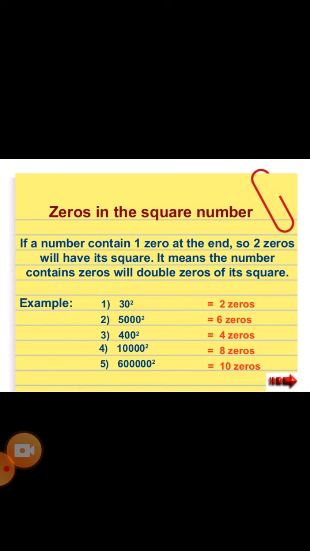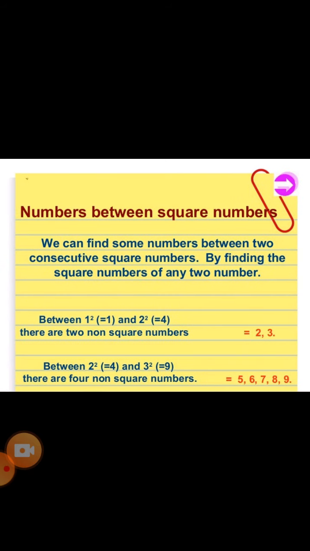For example, first of all we have the number 30, and in 30 we have one zero. The square of this number contains two zeros. Here we have some other examples of these numbers.